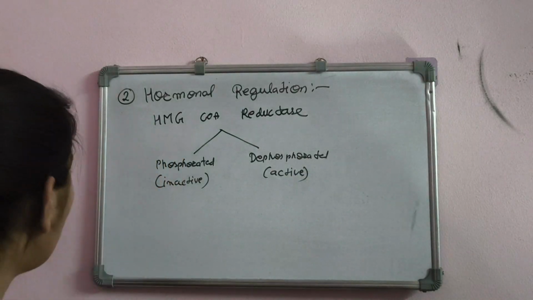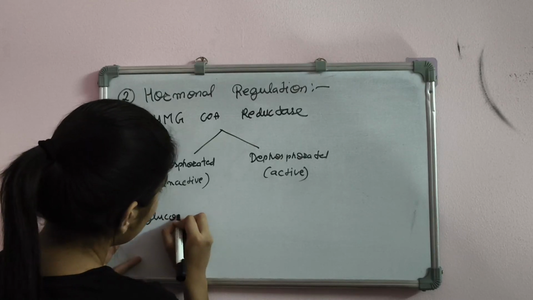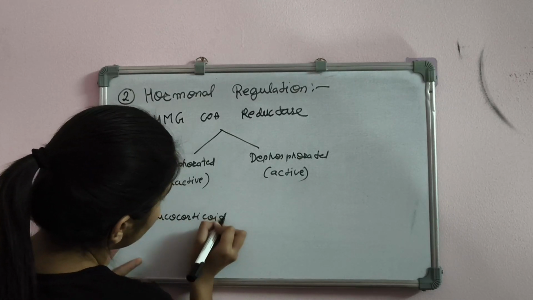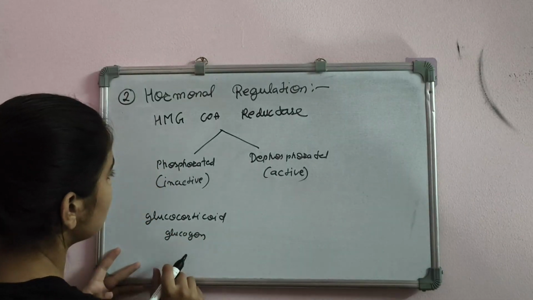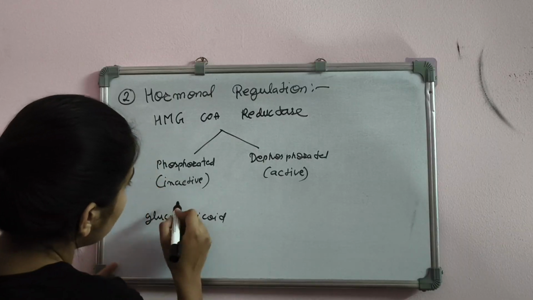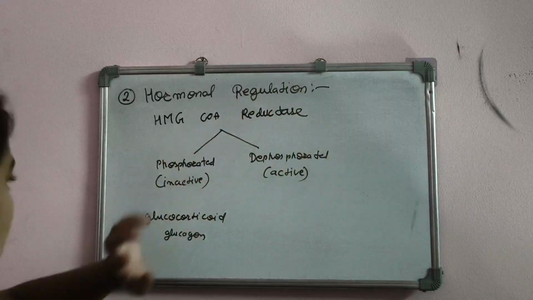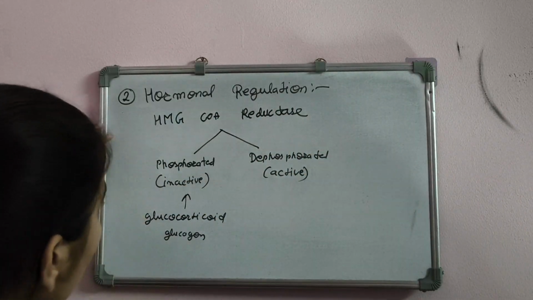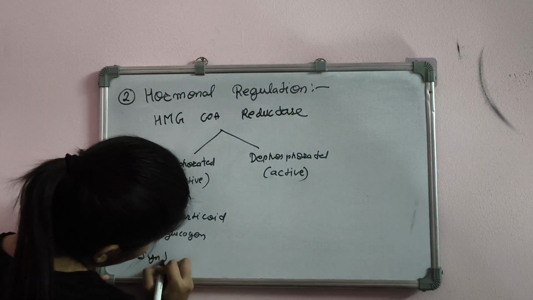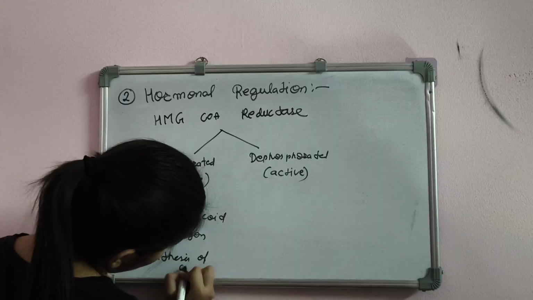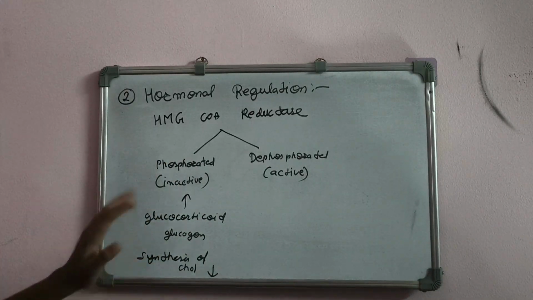So the hormones glucocorticoid and glucagon. Check the spelling, I'm not sure with this. So ये जो hormones हैं, this increases the formation of inactive HMG CoA reductase enzyme basically. So इसके बाद अगर inactive HMG CoA reductase enzyme बन गया, so इससे synthesis of cholesterol decreases. So इन hormones से synthesis of cholesterol कम होगा.